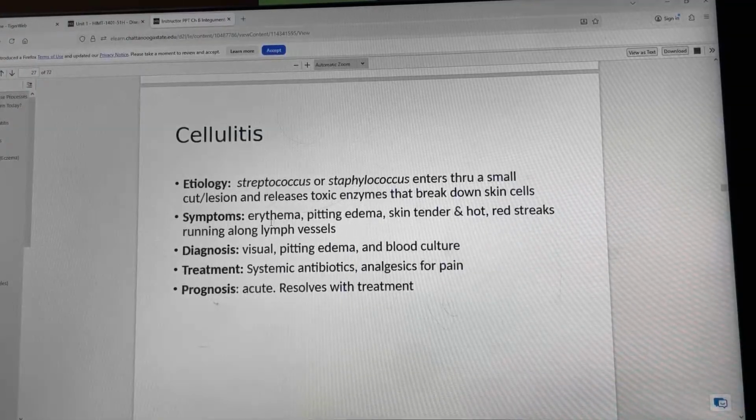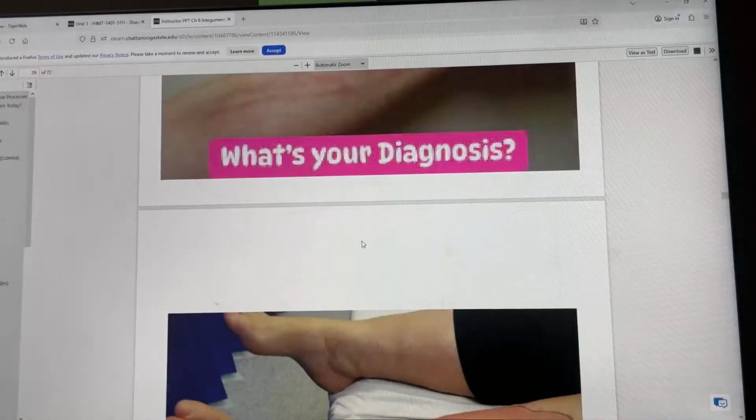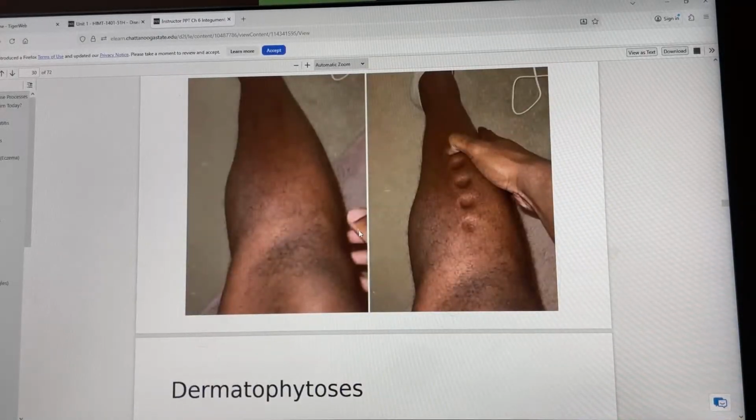Symptoms here: it's going to be very, very red. Erythema. Pitting edema. Anybody ever heard of pitting edema before? I'll show you a picture here. This is what pitting edema looks like. The swelling is so bad that if you press your finger into your skin, it leaves an indent because of all that extra fluid. Yeah, people tend to get that in their legs when they're pregnant. It's just that retention of fluid. It's super swollen, and you press into it and it leaves an indentation.